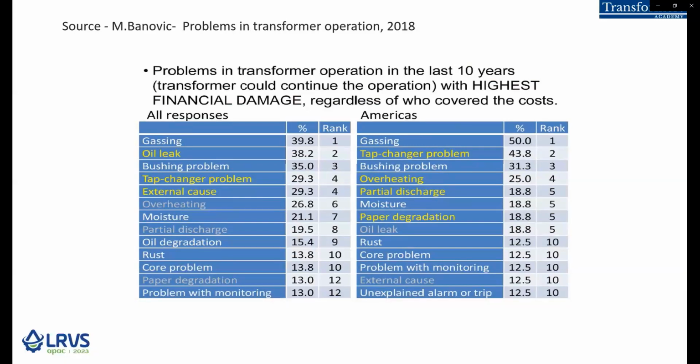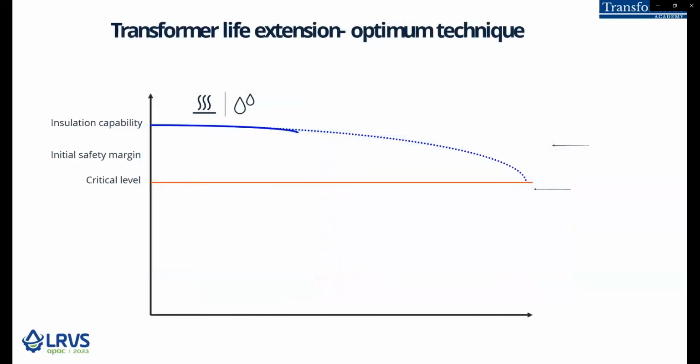In this slide, we may see a report released by Dr. Mladen Banovic from Transformer magazine. Problems in the transformer operation. Overall, leakage is causing a significant amount of oil waste and the second highest financial damage worldwide in the last 10 years.